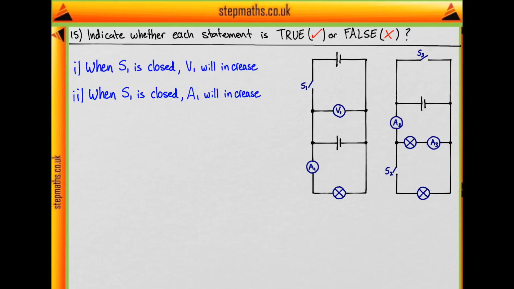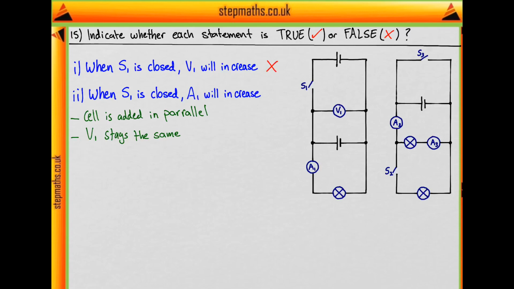So our first statement, when the switch S1 is closed, the voltage will increase. So we can see that when we close S1, that means we've added this cell in parallel. However, this additional cell will make no difference to the voltage, and our voltmeter reading will still be the same, which makes statement 1 false.